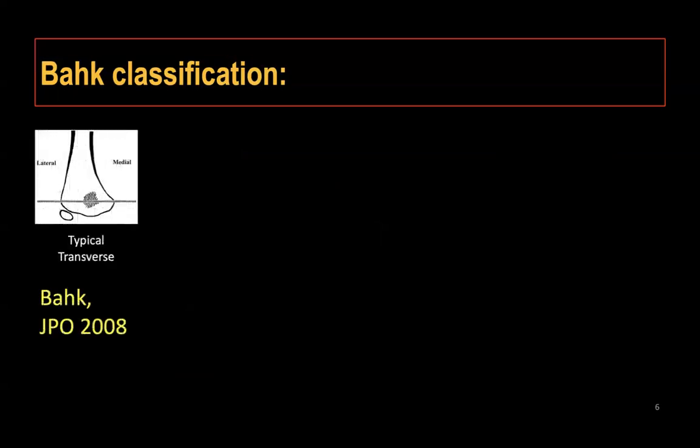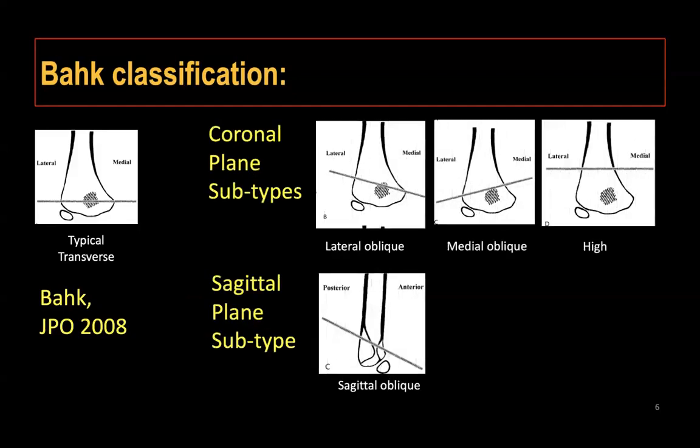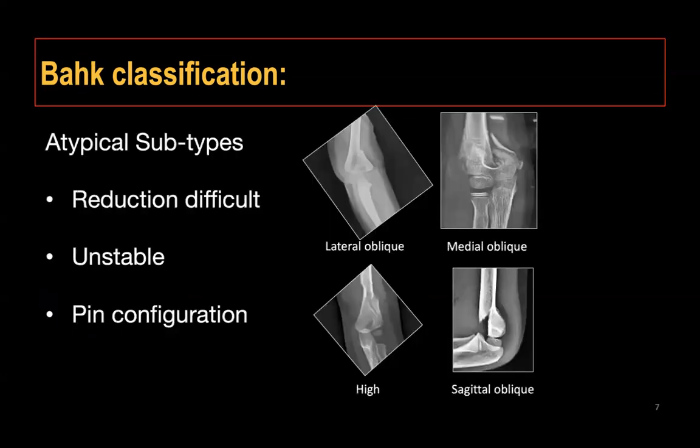Finally, the Bahk classification is extremely useful to identify the pattern of the fracture. A typical supracondylar fracture is transverse in both the sagittal and coronal planes. However, there can be a few atypical fracture subtypes. In the coronal plane, you can have lateral oblique fractures, medial oblique fractures, or high fractures. In the sagittal plane, you can have posterior to anterior fractures, that is sagittal oblique fractures.